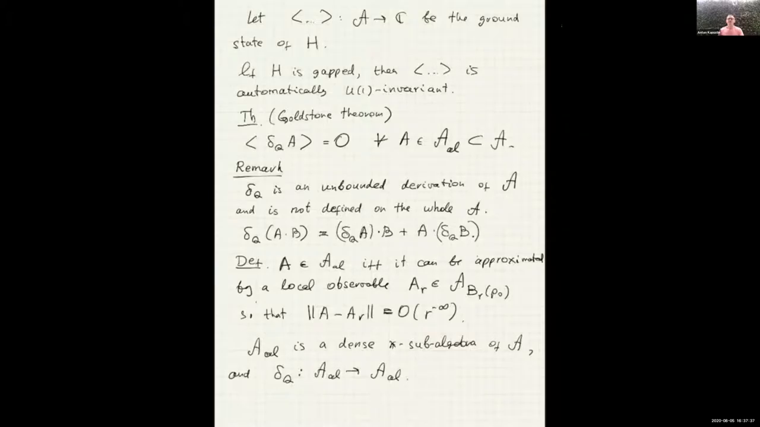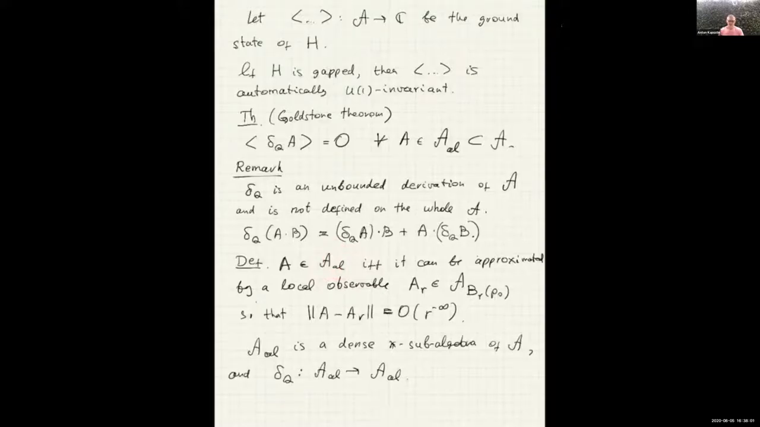Equivalently, by the way, one can also say it differently. One can say that if the commutator of this A with some strictly local observable far from it is super polynomially small in the radius, then it's almost local. This is the equivalent statement. So these almost local observables are just as good as local, but they're more flexible.